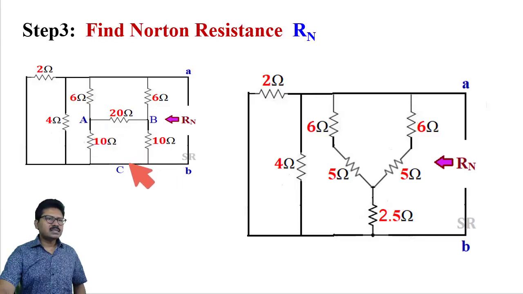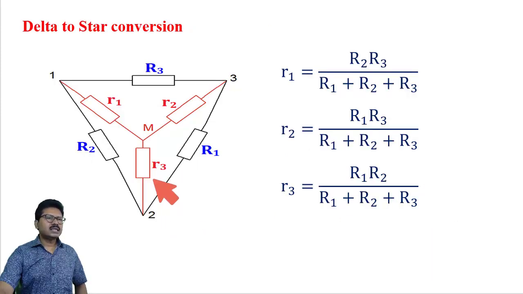I am changing this delta portion, that is A, B and C, with its corresponding star combination, and it will come like this. This is A, this is B and this is C. This 10 ohm, 20 ohm and 10 ohm, this was like delta structure. This delta structure has been converted into star structure, 5 ohm, 5 ohm and 2.5 ohm. Now how to convert from this delta to star? I am explaining a little about that. Now say this is delta to star conversion.